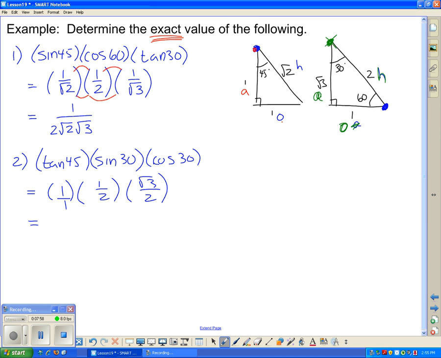Again, you multiply across the top. 1 times 1 times root 3, so it's root 3. On the bottom, 1 times 2 times 2 is 4. That's it. That's the final answer right there. So you just leave it at that point. Don't go any further.